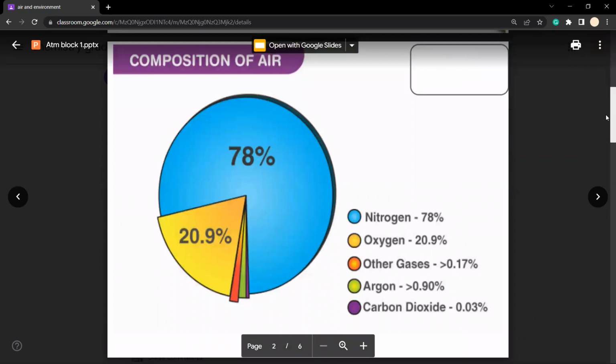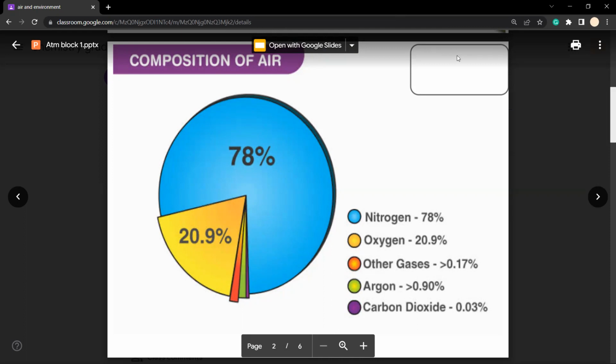So first of all, let's talk about the composition of air. These are the components of which air is composed. Nitrogen exists at 78% in the air, oxygen is 20.9%. There are other gases which are approximately 0.17%. We have argon and carbon dioxide at 0.03%, right?